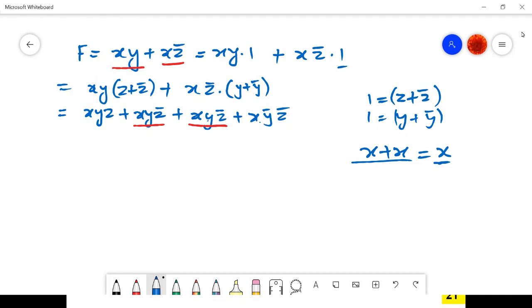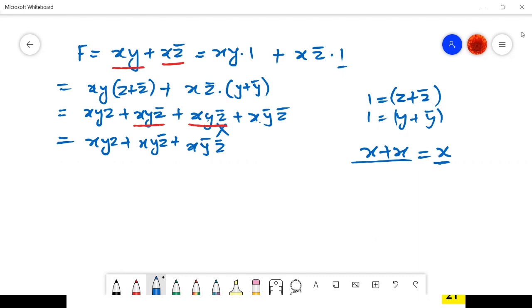Okay, so we can ignore one, and for example we are not considering this, so our answer is X, Y, Z plus X, Y, Z complement plus X complement, Y, Z complement. Is it clear to all of you?